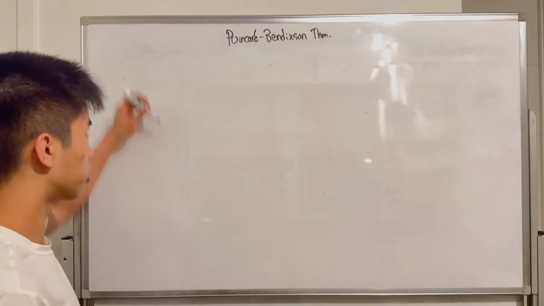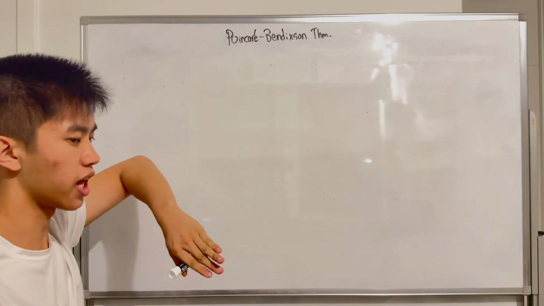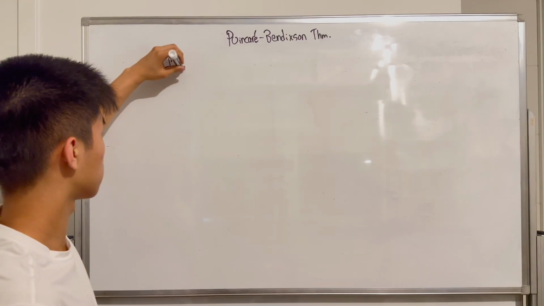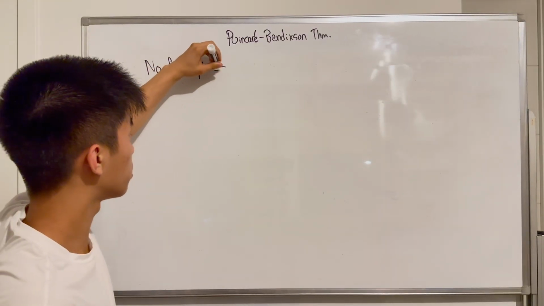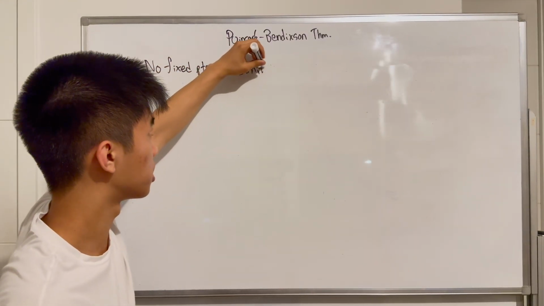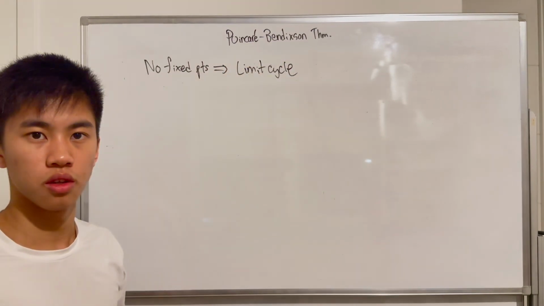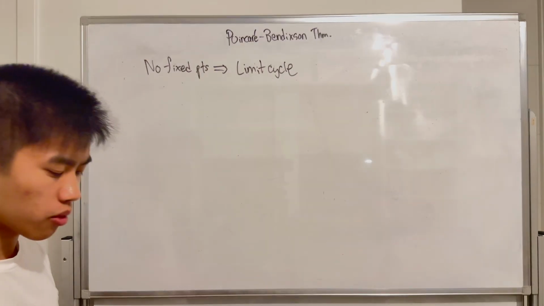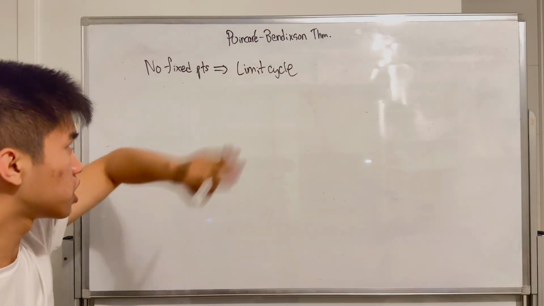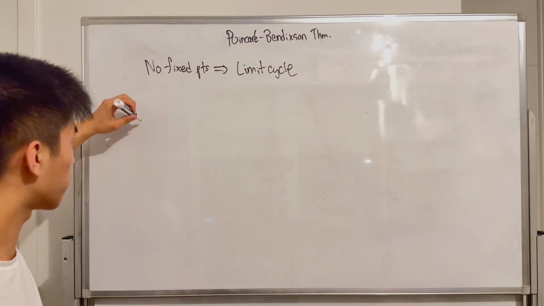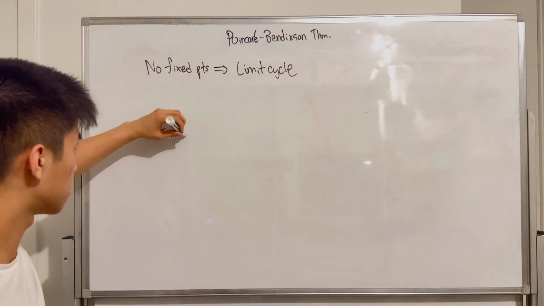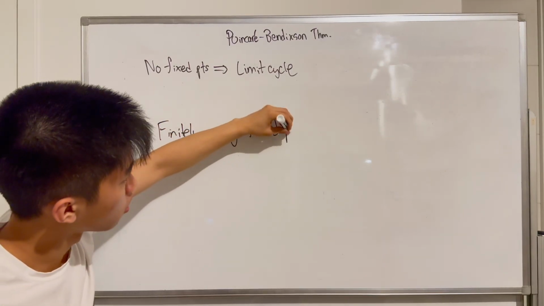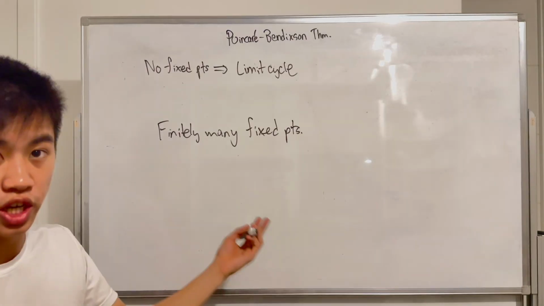Okay, so as we already determined, if we have all the assumptions that we stated earlier, then no fixed points would imply that our trajectory goes to a limit cycle. We're all good on that, I assume. So then an alternative way of expressing the Poincare-Bendixson theorem is that if we have instead finitely many fixed points, well, then what the heck happens to our trajectory phi?